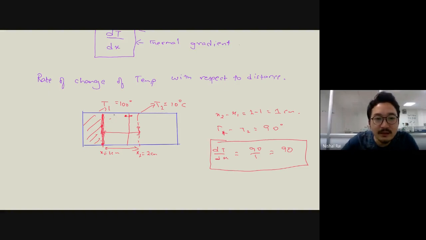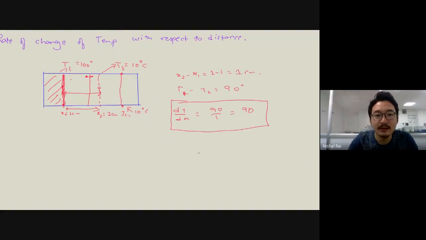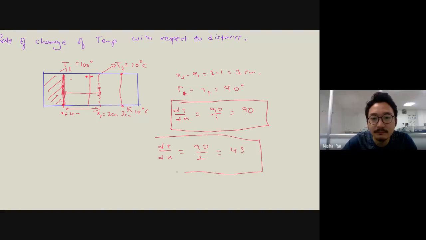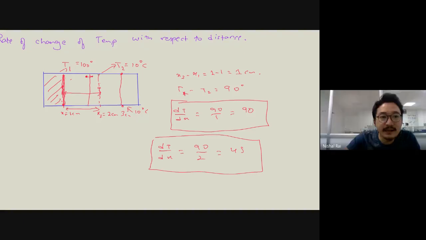Now let's consider this scenario. Let's consider this side, which is also at 10 degrees Celsius. This is at, let's say, 3 centimeters. So the difference is the same, but dT by dx will be 90 divided by 2. Clear? Now what this means is this will get heated faster, because the gradient is more over here, and this will heat up slower. That we all know.